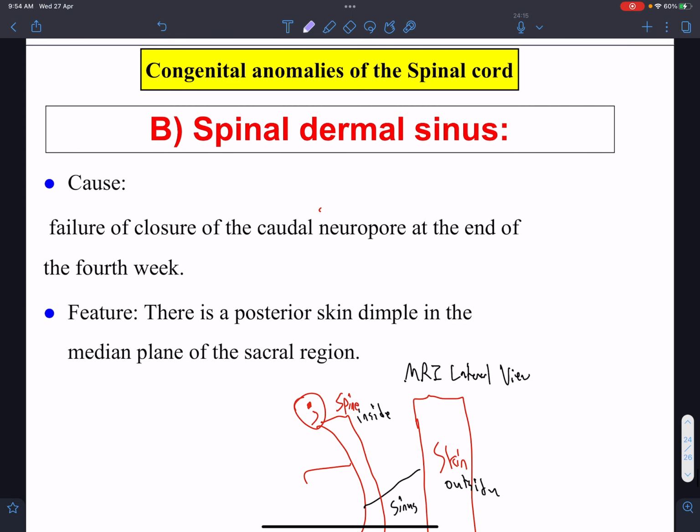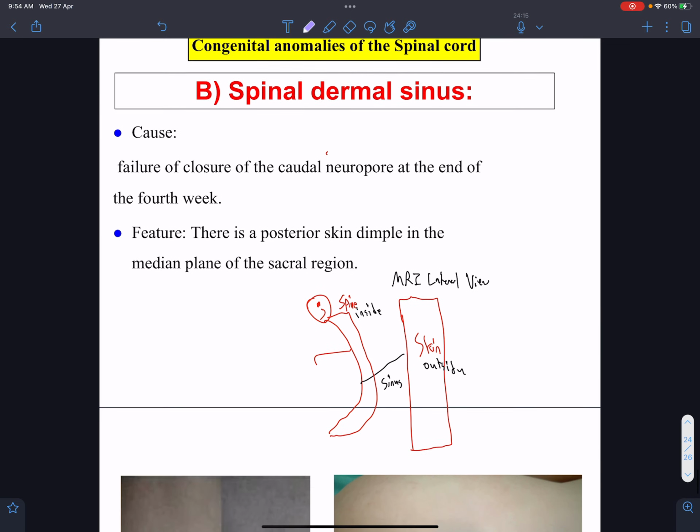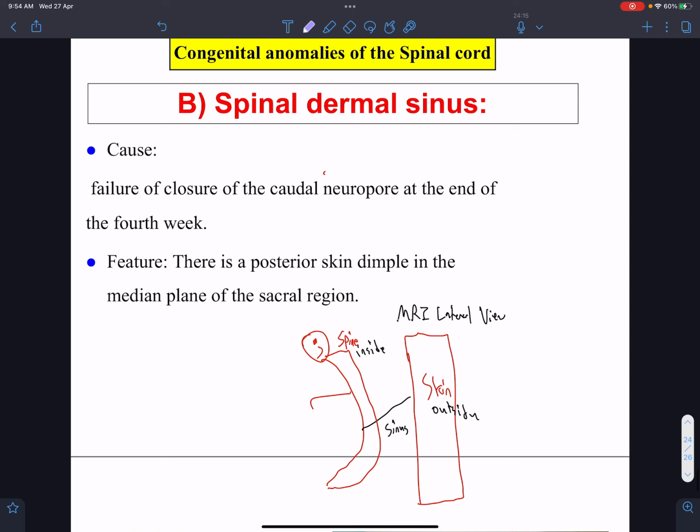The last anomaly of the spinal cord is the spinal dermal sinus. Spinal means spine, spinal cord. Dermal means skin. Sinus, what does it mean? It means a channel, a narrow channel like this, like the picture we will see. Now, spinal dermal sinus, I'll just explain it once and inshallah you'll never forget it.